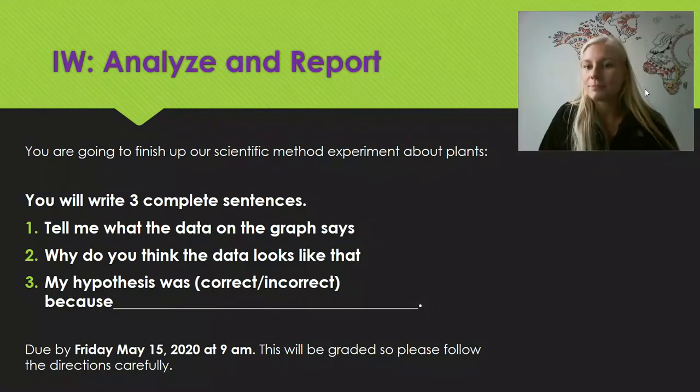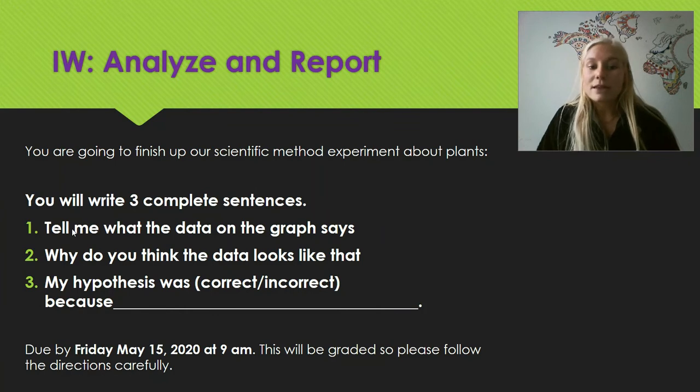Here's your assignment. You're going to label it individual work, analyze, and report, okay? Those are the last 2 steps of the scientific method. We're going to do it pretty simple. You're going to write 3 sentences, and I told you what each sentence needs to be about right here. You're going to write 3 complete sentences. Elementary D level, complete sentences, okay?